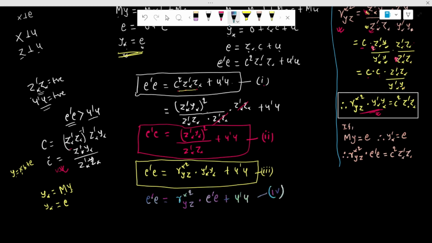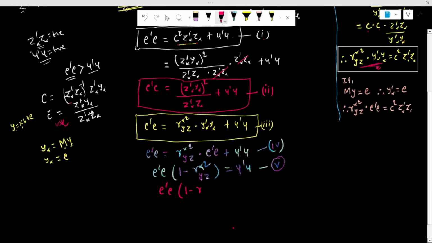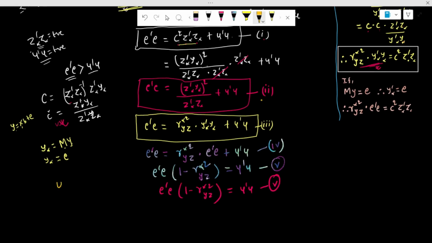And from this result, if we take E transpose E common, then we are left with E transpose E times 1 minus this term, and this is equal to U transpose U. Let me write it properly once again. So the sum of the square of the residual after adding a variable is actually less than the sum of the square of the error before adding a variable. And when we add the variable, the sum of the square of the residual decreases by this term, and they are one and the same.